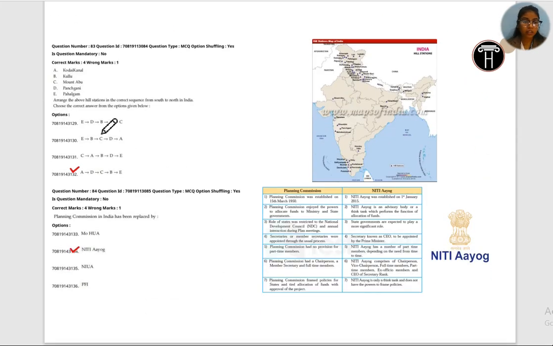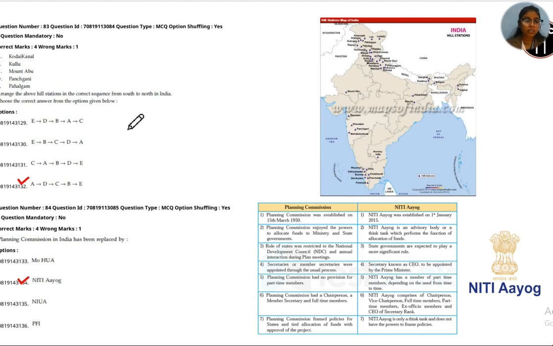So the next question is asking to arrange the above hill stations in the correct sequence from south to north. You have to move from the south to the north in the sequence of the hill stations. The hill stations given to you in the options are Kodaikanal, Kulu, Mount Abu, Panchgani, and Pahalgam. Okay, you have to move from the south to the north. So the first will be Kodaikanal. Second, you have Panchgani.